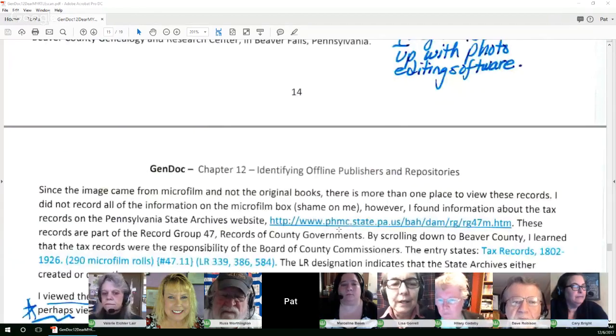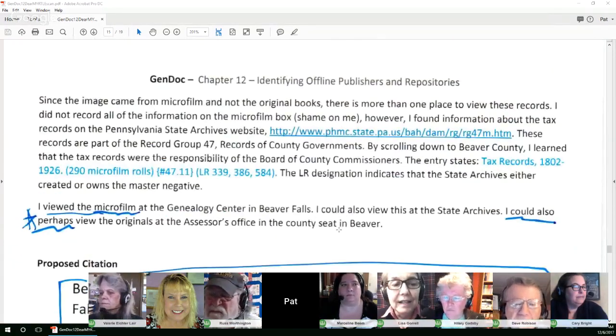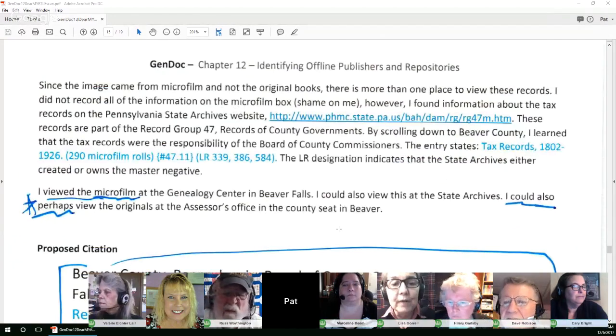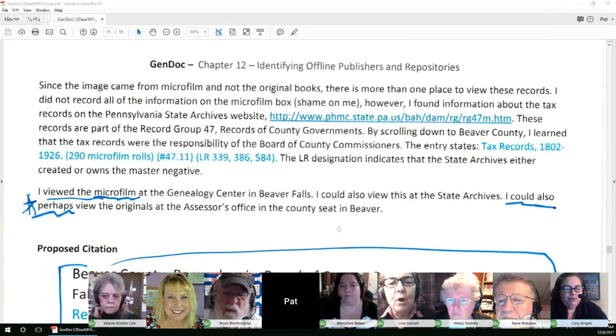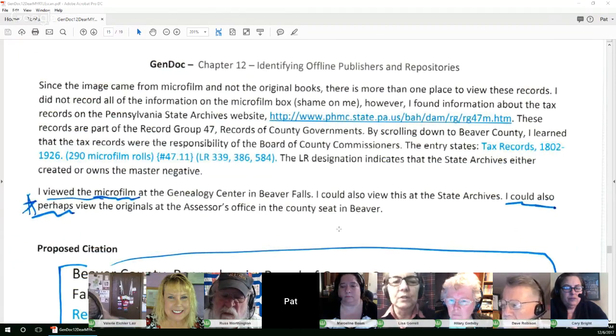Okay, I'm getting there. Yeah, that's fine. Yeah, so they were part of the Board of County Commissioners who had done these. And the State Archives website had all of the records that they had on microfilm from every county. And so these tax records were listed there.